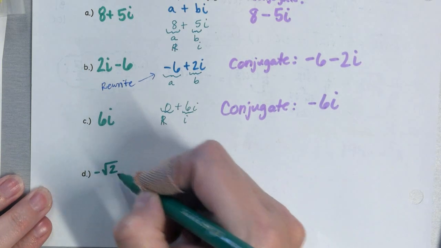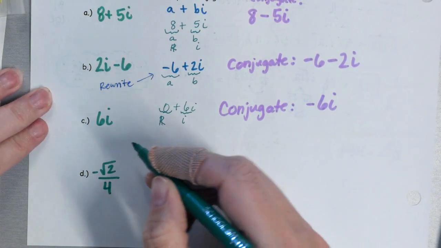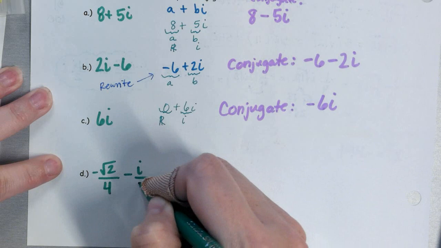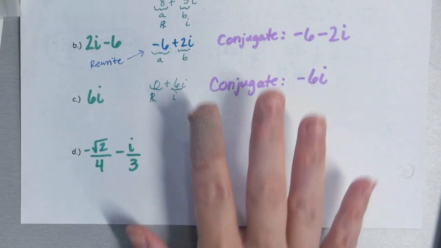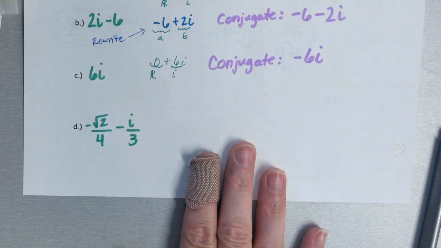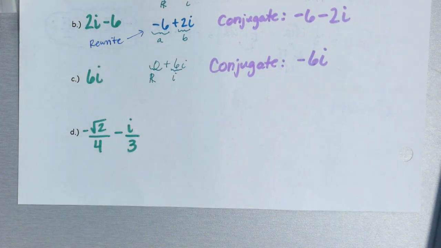All right. Now for d, I want you to try this. It's going to look intimidating, but just break it down. And I want you to write your final answer so that you can see the coefficient of your i value.